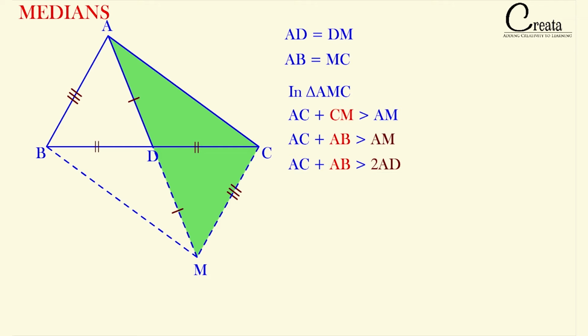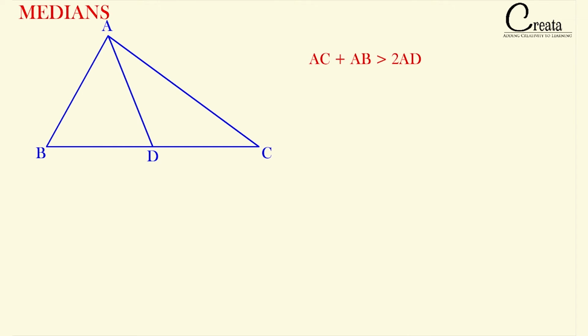This is the first relation under this lecture. This is very important. Direct questions are generally asked from this relation only. That is, AB plus AC, the sum of two sides, is greater than twice the length of the median which is coming between these two sides. So AB plus AC is greater than twice of AD. This is the first relation.